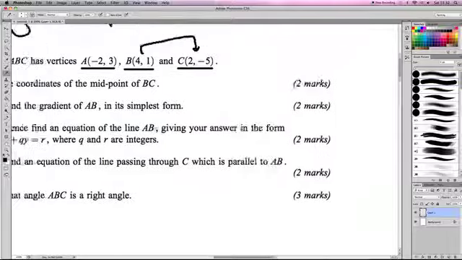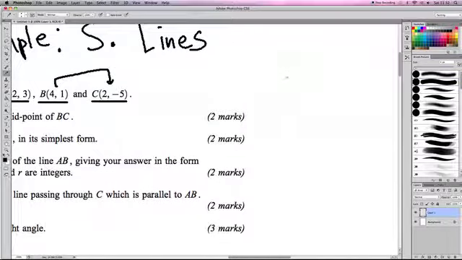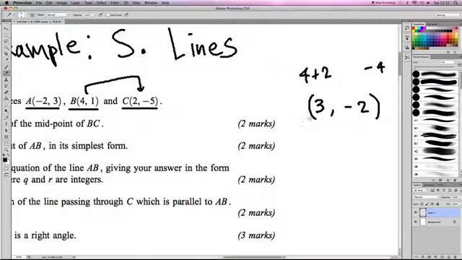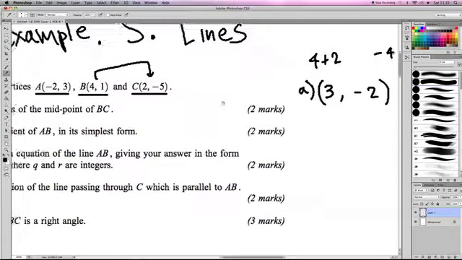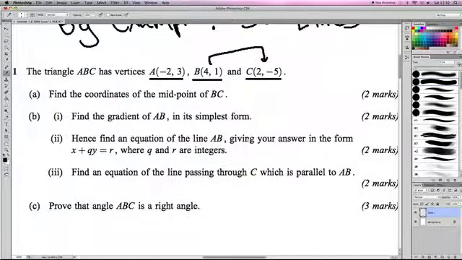All I'm going to do is add up all my x coordinates, so 4 plus 2, and then divide by 2, so that'll give me 6. My x coordinate is 3 then, and likewise I'm going to add up my y coordinates, so 1 plus minus 5 gives me minus 4, divided by 2, minus 2. So that would be my answer for part A. So we'll come back to that and mark it.